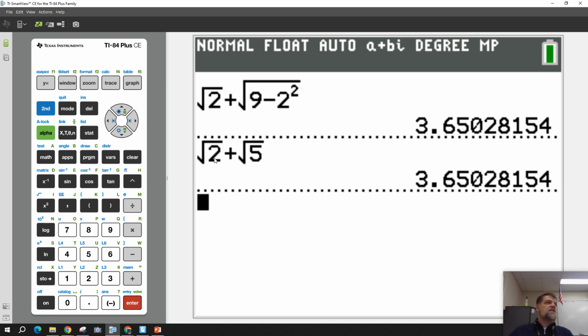This to here is algebra. That's what I'm teaching you. But to double check that you did not make a mistake, you can enter it in this way. That'll give you a decimal. Then enter it in this way. That should give you the same decimal, okay?